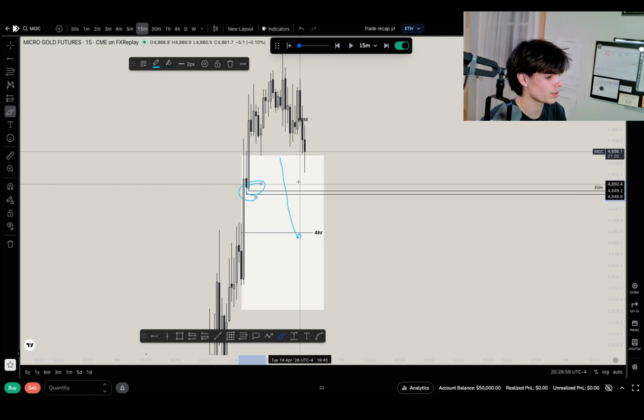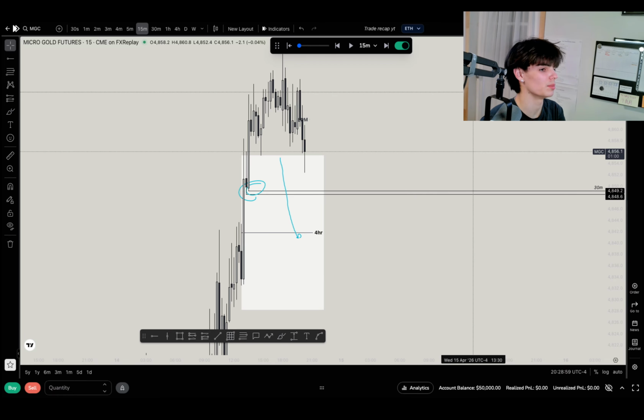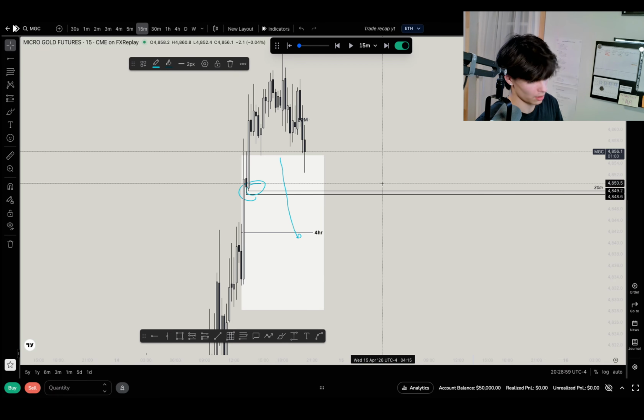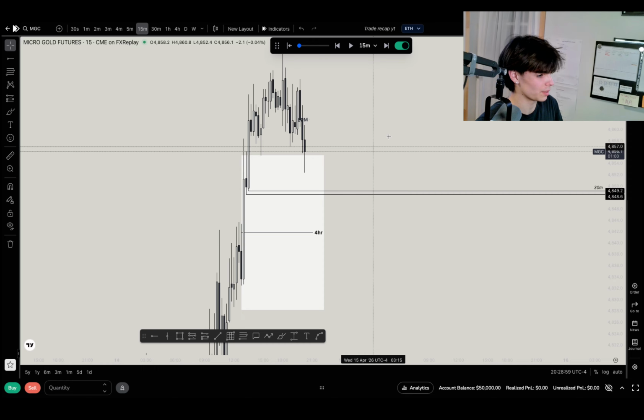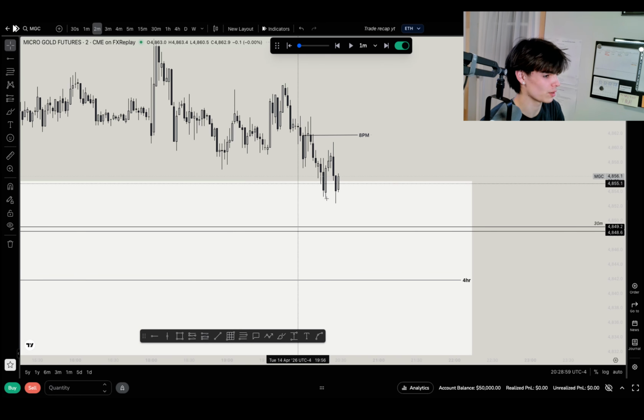So maybe waiting for a deeper retrace would have resulted in me not taking a loss and maybe even taking a win. So that's one of the main things I would say about that trade. So I should have waited for a deeper retrace.